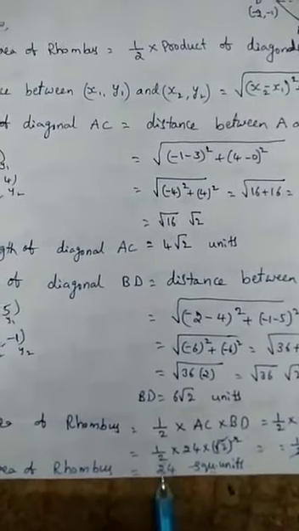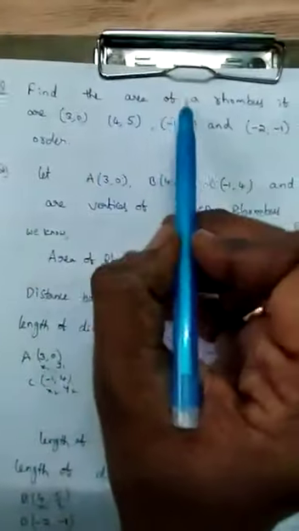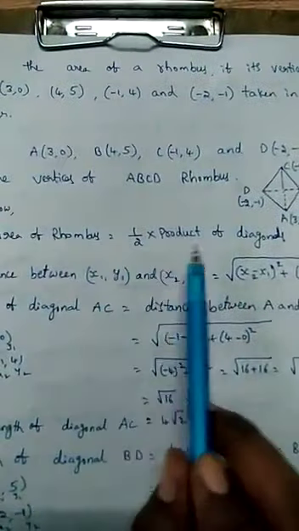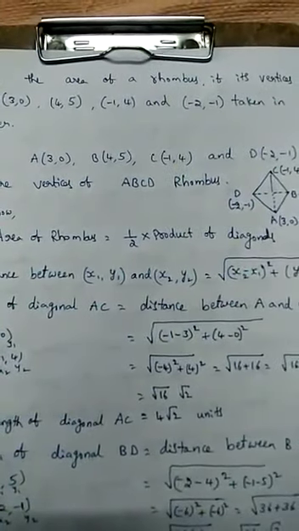24 square units. Okay, there's a question here. Find the area of rhombus. Okay, area of the rhombus formula is half into product of the diagonals.